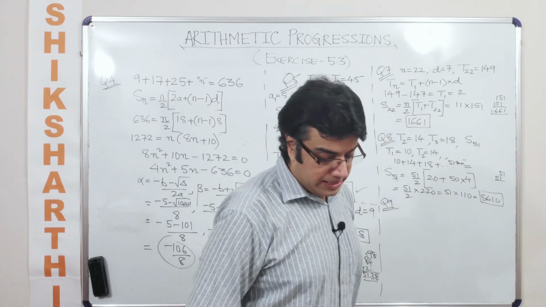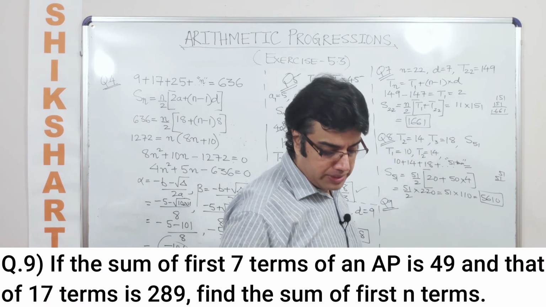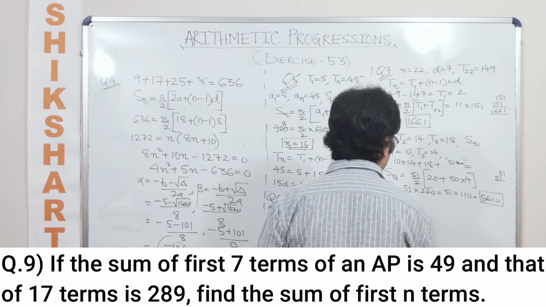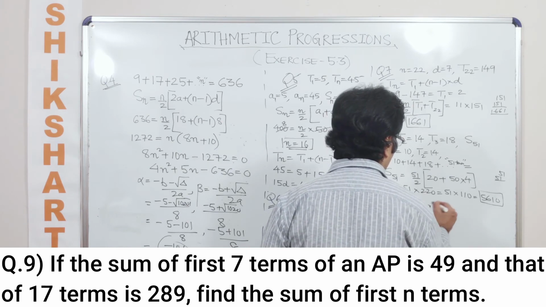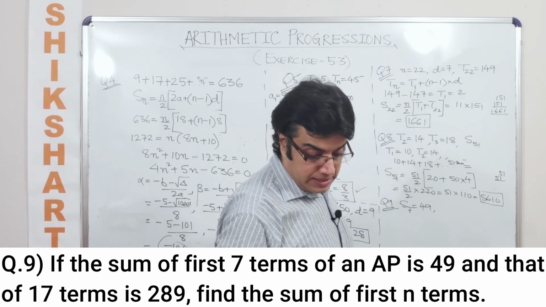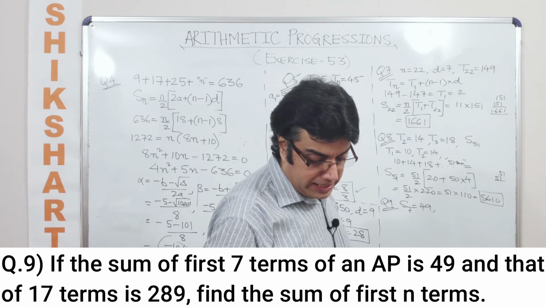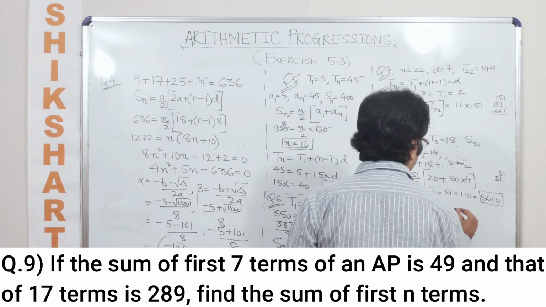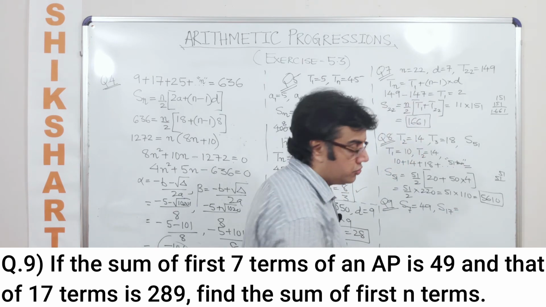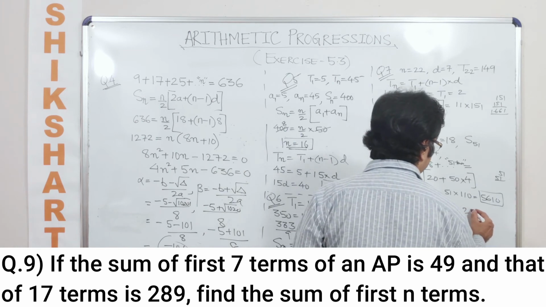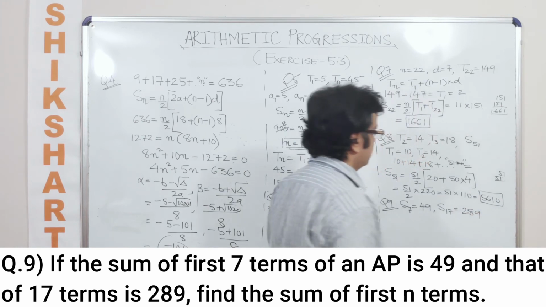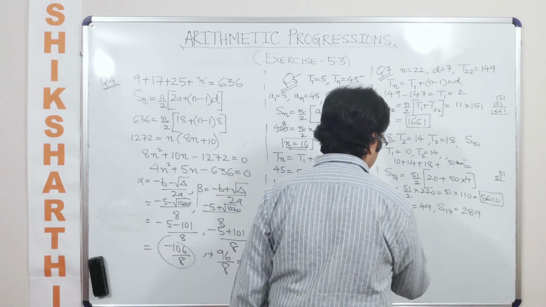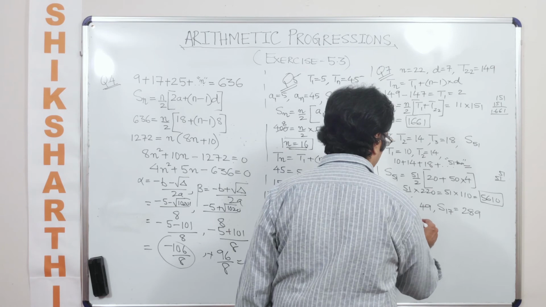Okay, question number 9 says, if the sum for first 7 terms of an arithmetic progression is 49, so sum for first 7 terms is 49. Further it says, and that of first 17 terms is 289. Find the sum for first n terms. This is what you need to find out.